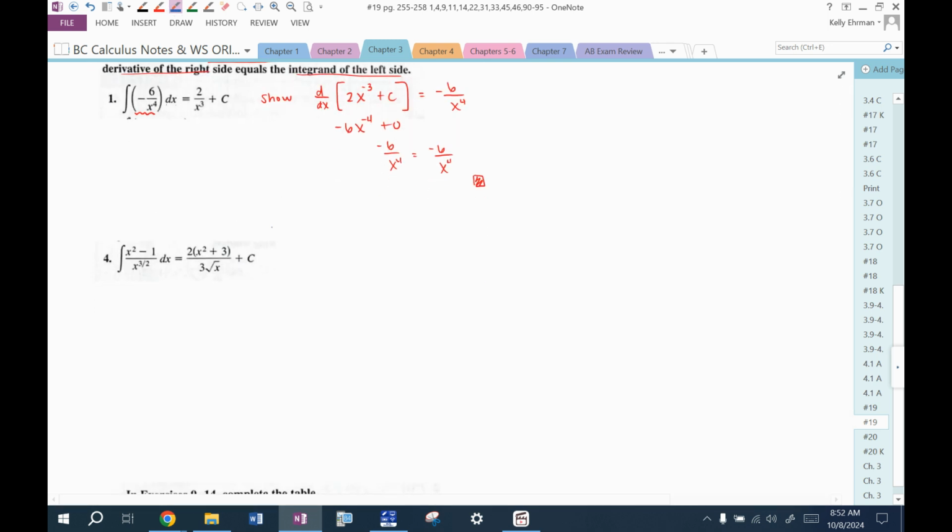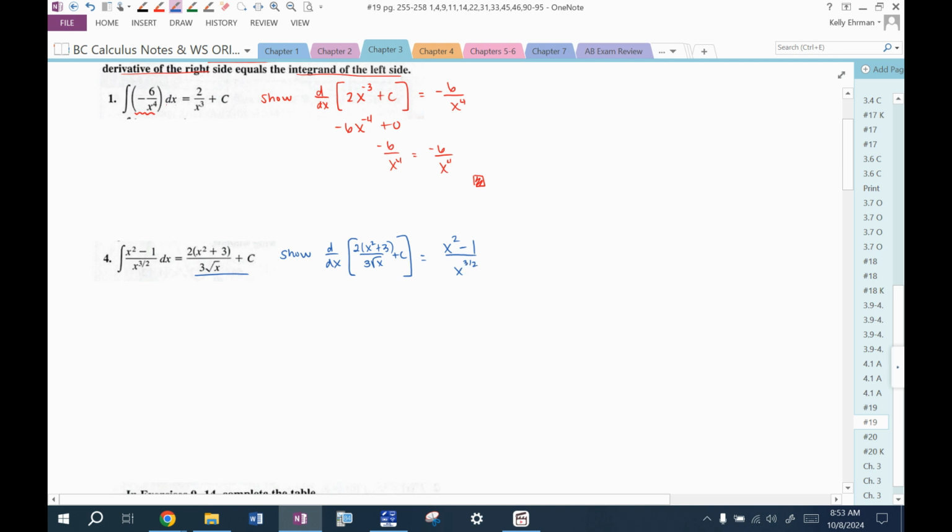Same thing here. We're trying to show that the derivative with respect to x of this left side of the equation is equal to what we get on the right side of the equation. Oops, wait. I just wrote that backwards. Sorry. We're trying to show the derivative of this, goodness, I'll get there. The derivative of that is equal to, here we go, x squared minus 1 over x to the 3 halves.